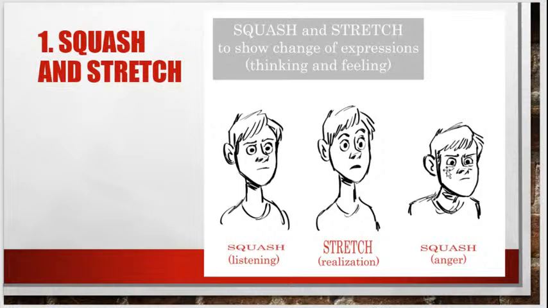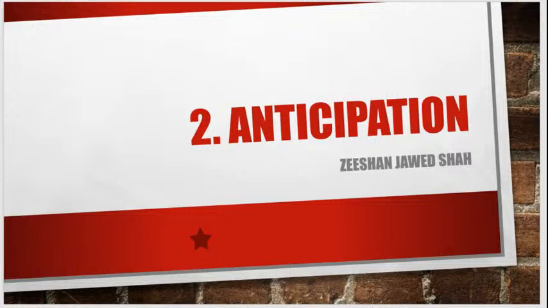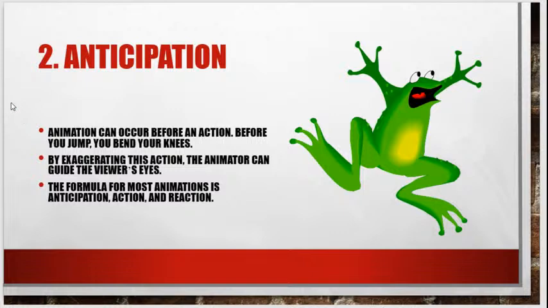The second principle is anticipation, which gives you a bit more of a feeling of something that is going to happen next. Okay, what is that anticipation? The word anticipation in real life means to predict what is going to happen in the future. So it's the same in animation. How does anticipation work in animation?